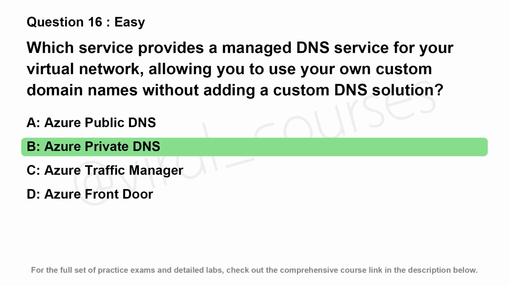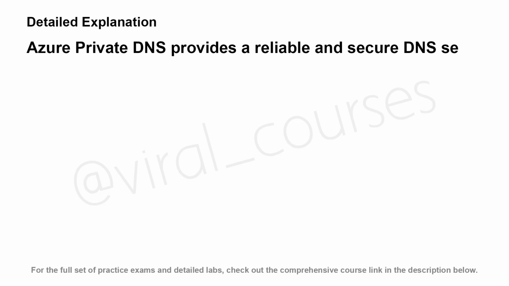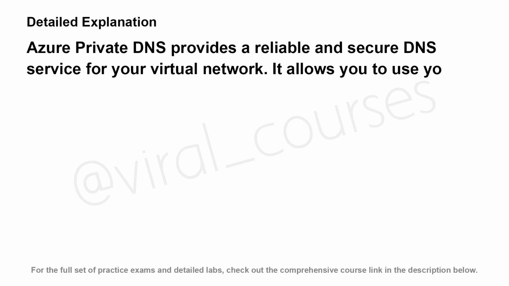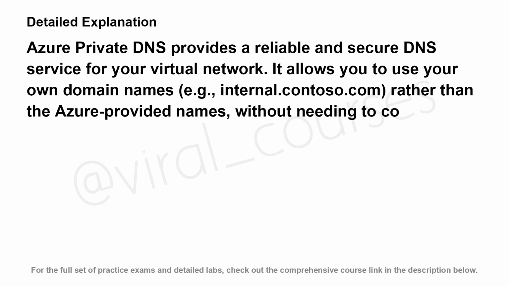The correct answer is B. Azure Private DNS provides a reliable and secure DNS service for your virtual network. It allows you to use your own domain names, e.g., internal.contoso.com, rather than the Azure-provided names, without needing to configure a custom DNS server.